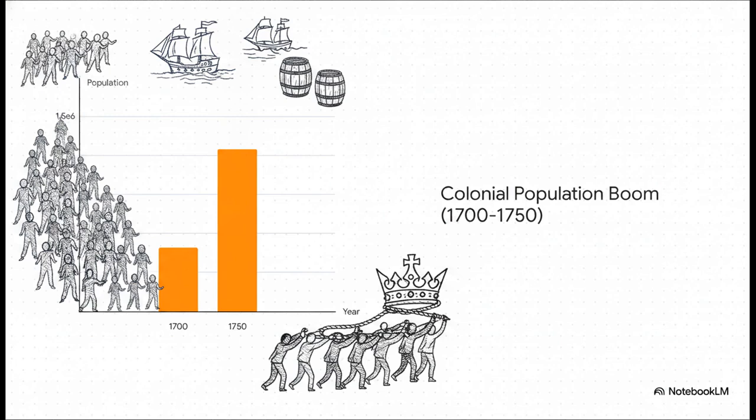Because of that booming economy, just look at the sheer velocity of this growth. The colonial population absolutely exploded from roughly 250,000 people in 1700 to over 1.25 million just 50 years later in 1750. This staggering growth made the colonies incredibly valuable to the British Empire. But it also set the stage for major conflict. I mean, a population this large and this self-sufficient, they naturally start to chafe under outside control.